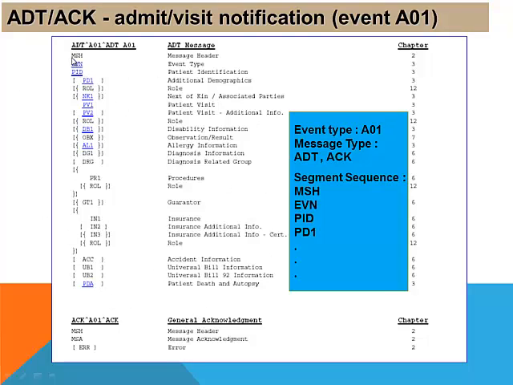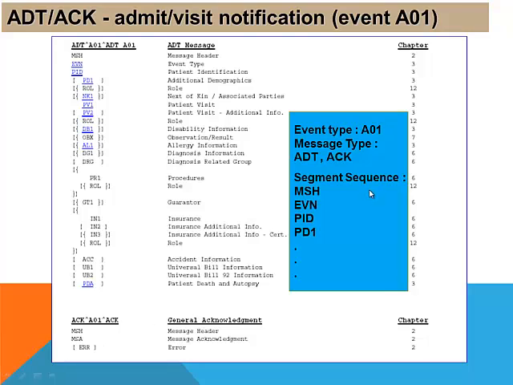First, we have a segment called MSH. In fact, this is the message header. The second is EVN, that's event type. The third segment is PID, that's patient identification. Also, we have some optional segments: PD1, additional demographics, NK1, next of kin, associated parties, and so on. For these optional segments, we can put them here.